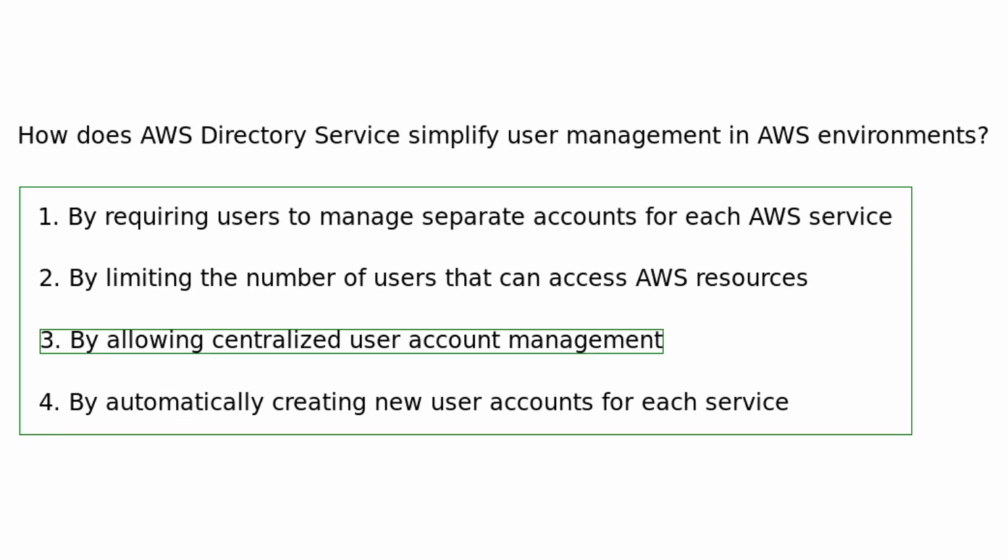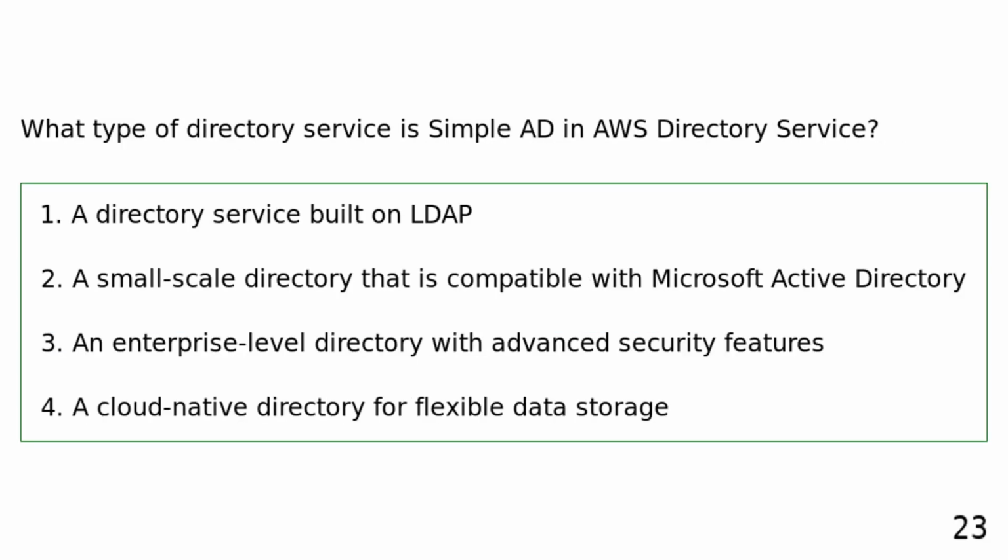AWS Directory Service simplifies user management in AWS environments by allowing centralized user account management, reducing the administrative overhead of managing multiple accounts. What type of directory service is Simple AD in AWS Directory Service? A directory service built on LDAP. A small-scale directory that is compatible with Microsoft Active Directory. An enterprise-level directory with advanced security features. A cloud-native directory for flexible data storage.